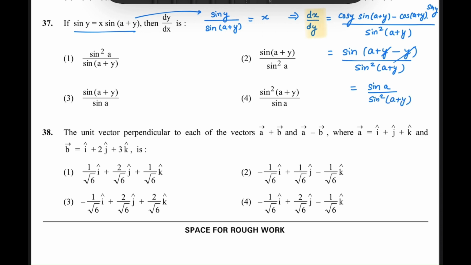Okay, so if this is dx over dy, then we need to find the value of dy over dx. So that will be just the reciprocal of this thing. So sine square a plus y divided by sine a. Option 4 should be the correct answer for this question, right?